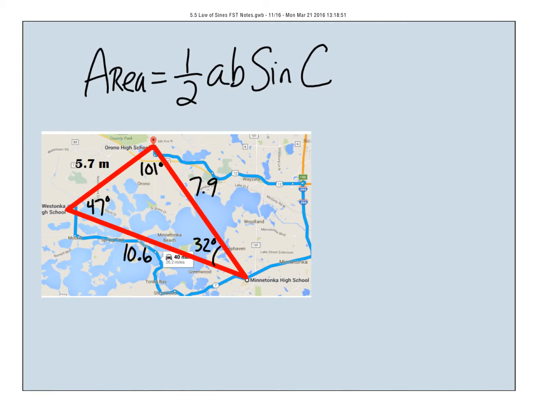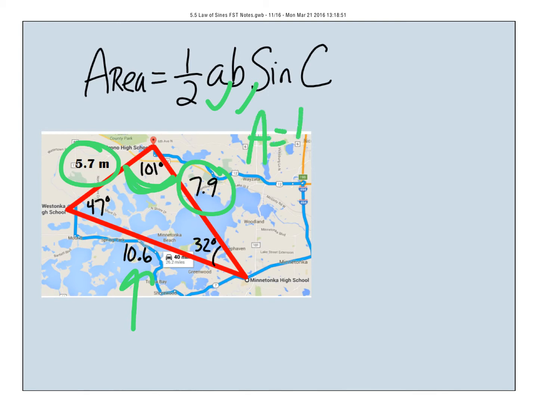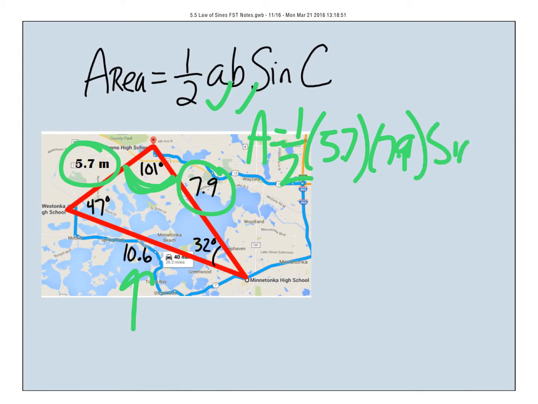I could first choose these two side lengths as my A and my B. This would then be side length C, so really I'm talking about using this angle. The trick is to pick two sides and then the angle that those two sides include. So I could write one area formula as 1/2 times 5.7 times 7.9, and then the sine of 101. I could do that version if I wanted to.